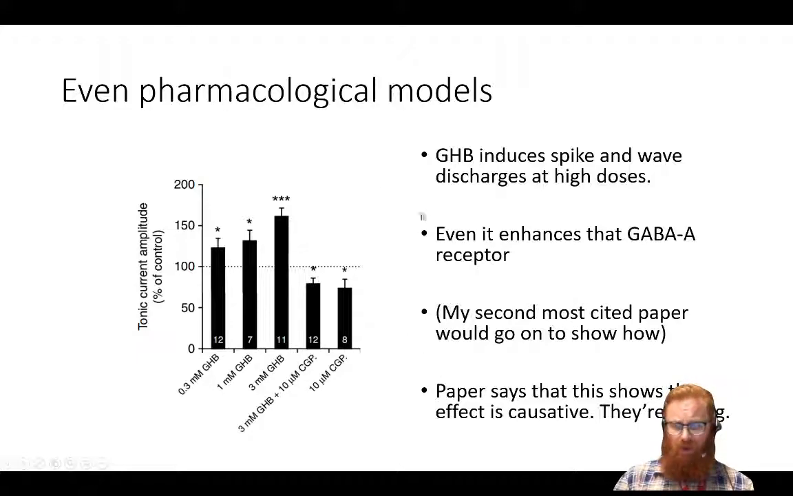Now in the paper, they claim that this result shows that the relationship between the tonic current and absence epilepsy is causative. Again, this is not true, right? This does not show causation because they don't show that if you block the increase in the GABA-A tonic current, you block the absence epilepsy.